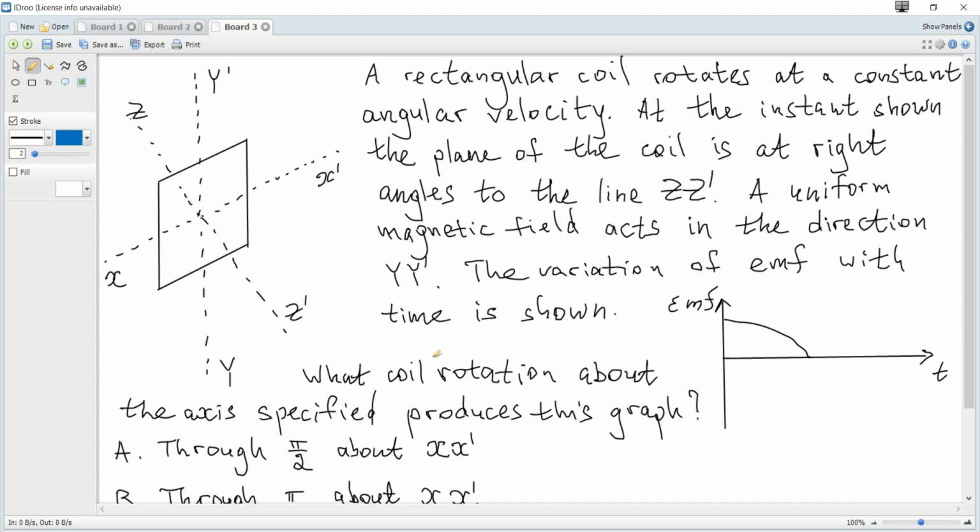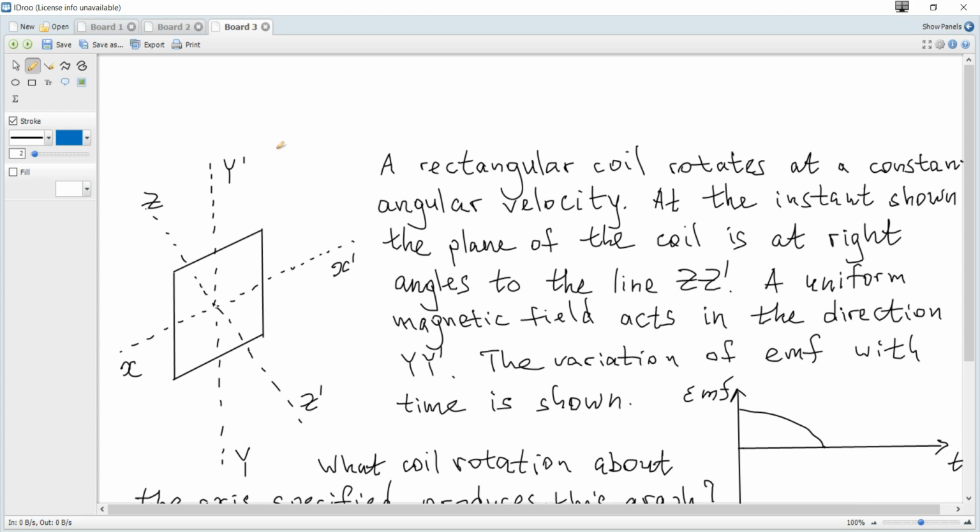A rectangular coil rotates at a constant angular velocity. At the instant shown, the plane of the coil is at right angles to the line ZZ'. A uniform magnetic field acts in the direction YY'. The variation of EMF with time is shown. What coil rotation about the axis specified produces this graph?